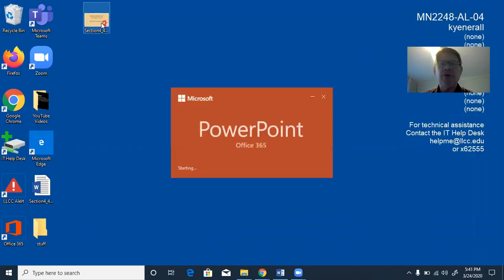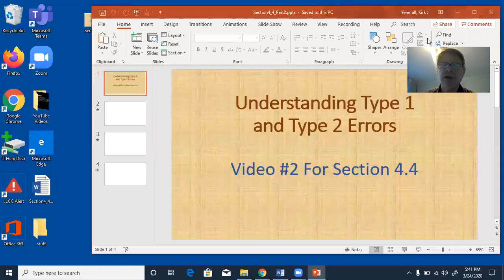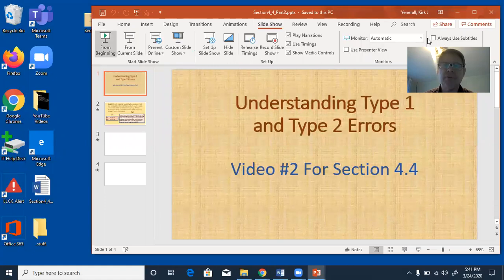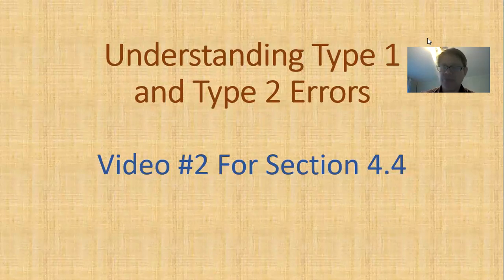So now that we've introduced the idea of type 1 and type 2 errors, let's look at some applications. I've created a few exercises here, some of my own, one from the textbook. And we're going to take a look at these here as we work on understanding type 1 and type 2 errors.